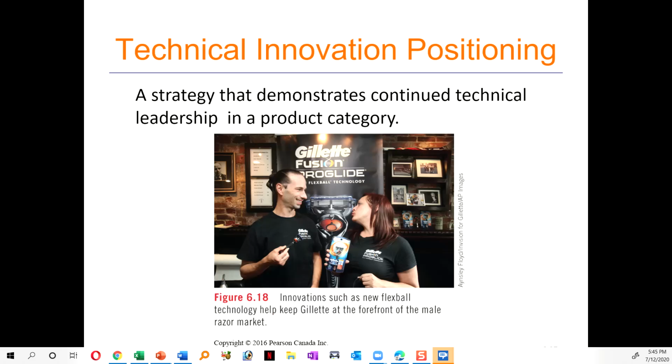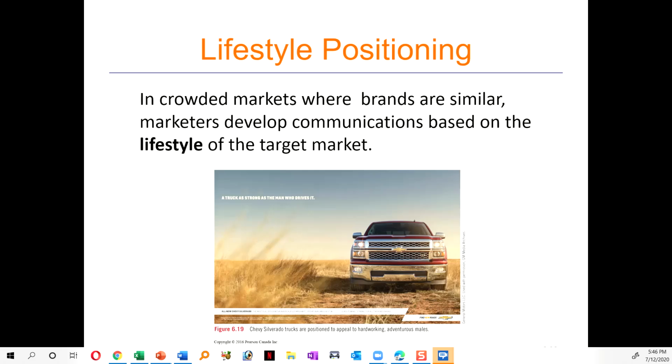The next one is technical innovation positioning, a strategy that demonstrates continued technical leadership in a product category, right? Innovative companies make innovative products for sure, but they need to tell this all the time. So companies that seek to project an image of continued technical leadership will use this strategy to position themselves as representing the leading edge of technology. So all they have to do is position themselves by reiterating what they're doing on a regular basis.